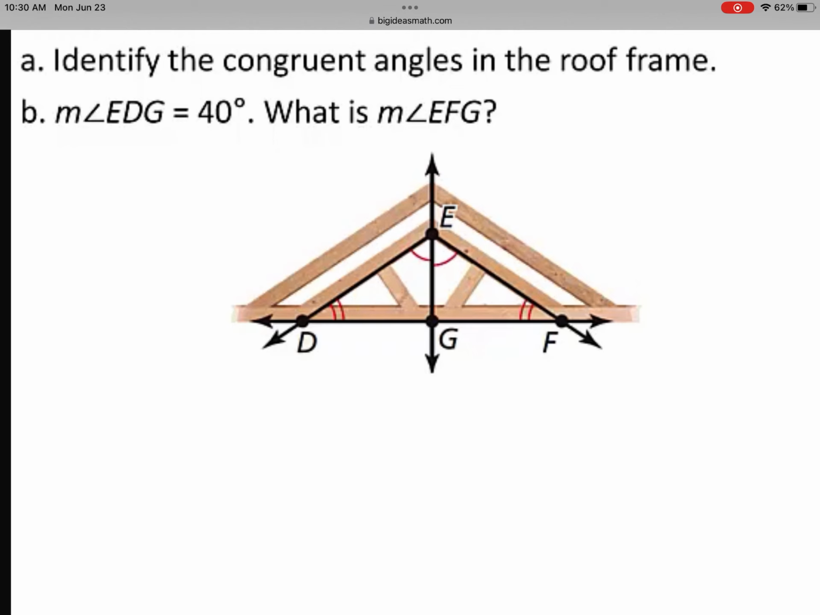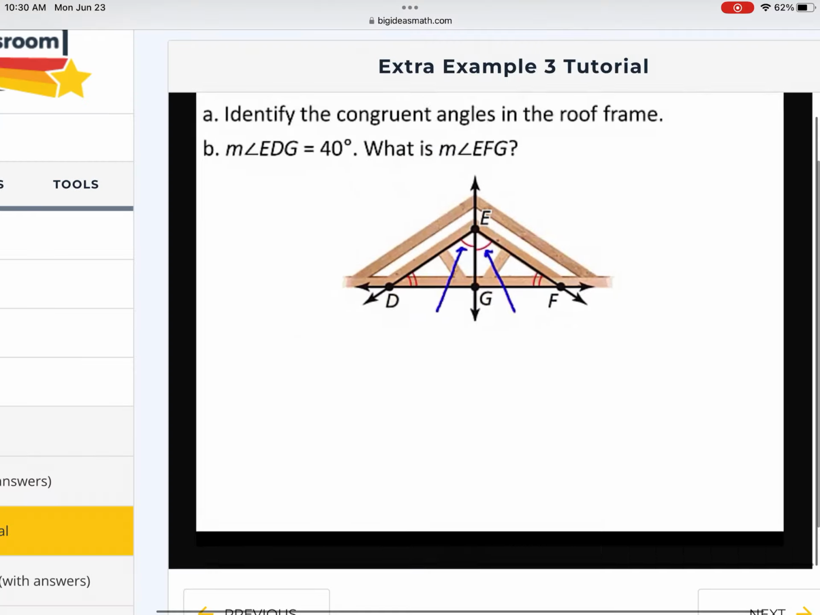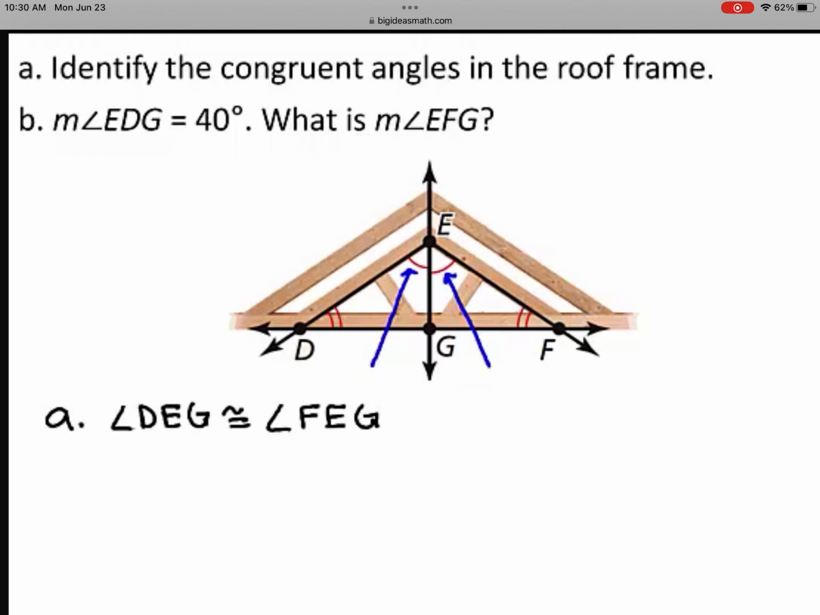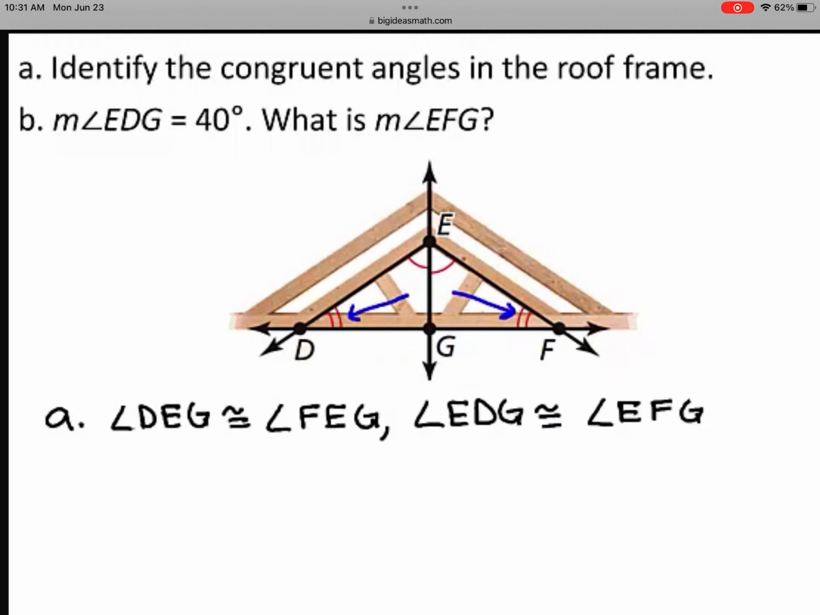So, in part A, to identify the congruent angles in the roof frame, you need to look for matching arcs. In the diagram, angle DEG and angle FEG are both marked with a single arc. So, angle DEG is congruent to angle FEG. In addition, angle EDG and angle EFG are both marked with double arcs. So, angle EDG is congruent to angle EFG.